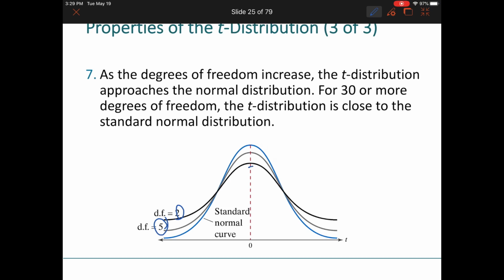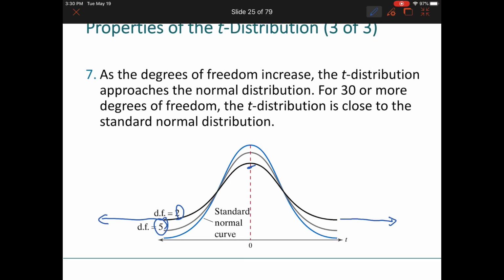And picture, say df is 5, df is 2. You can sort of see how they're going. df equals 2 is rather an extreme case. It's a very flat curve up here, and it's very thick going out that way and along that way. 5 is a little bit more moderate, but certainly the deep blue standard normal curve is kind of the master curve. That's the one that we seem to use the most.